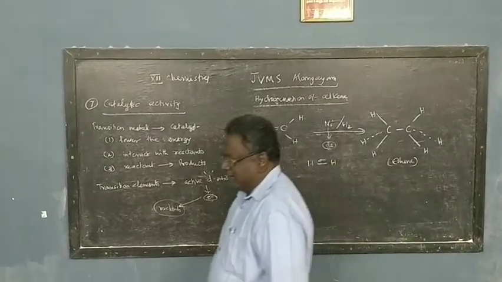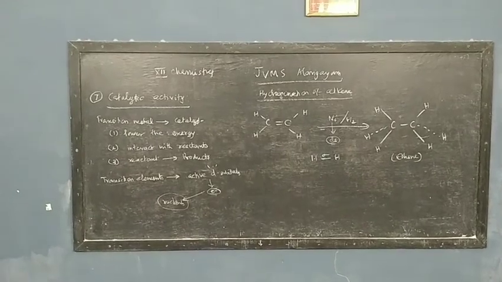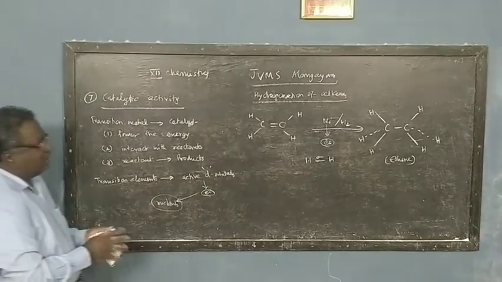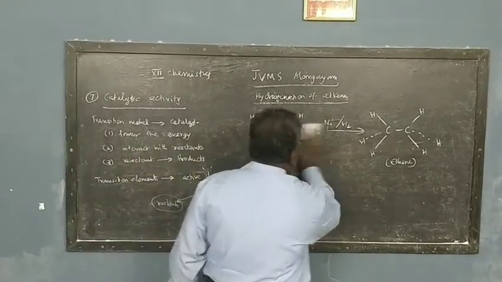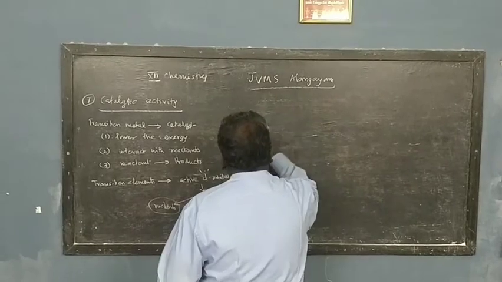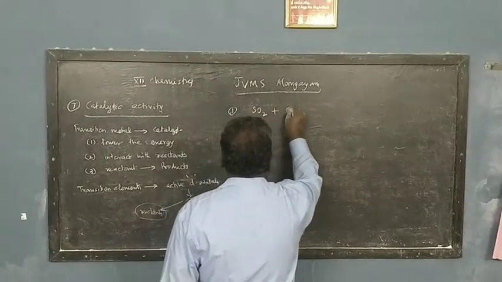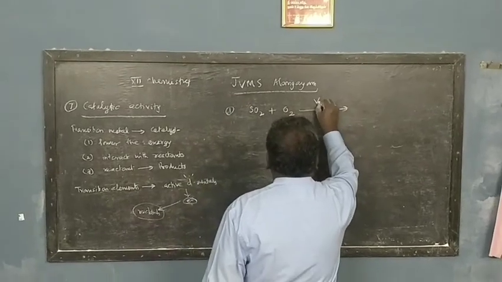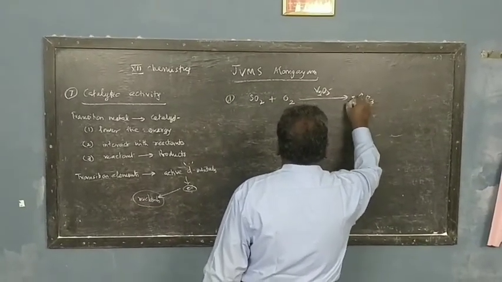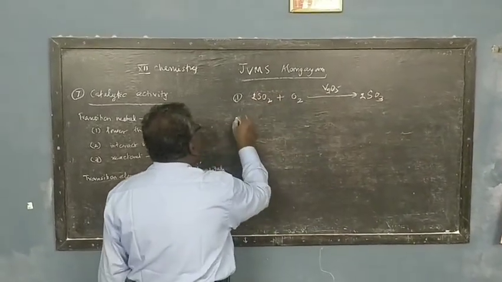So like that, we have a number of reactions in which this catalytic activity is seen, right? For example, we have the oxidation of sulfur dioxide. Sulfur dioxide gets oxidized in the presence of vanadium oxide as a catalyst to form sulfur trioxide. This is the catalyst that is being used.